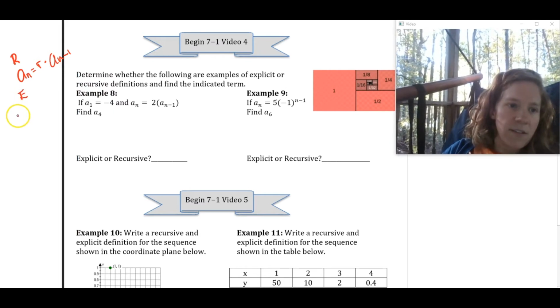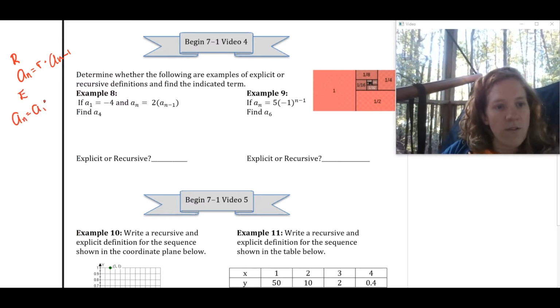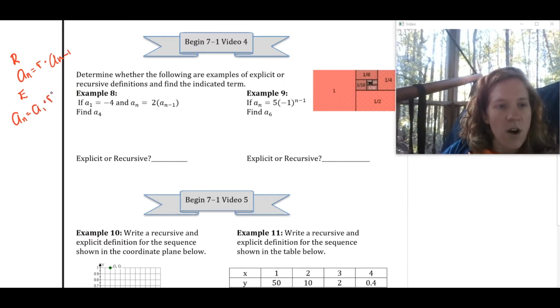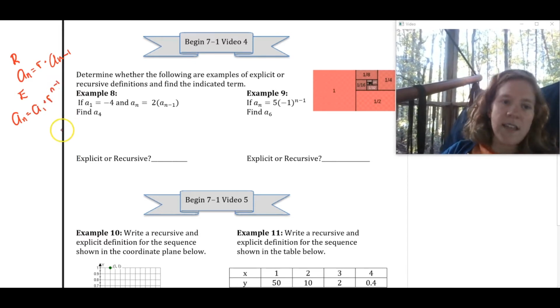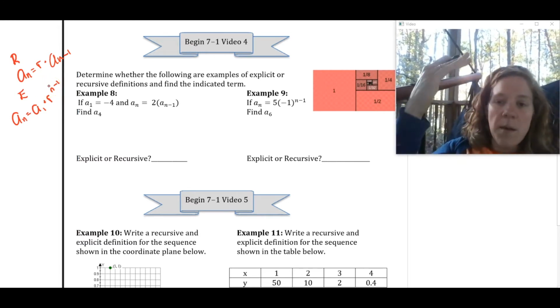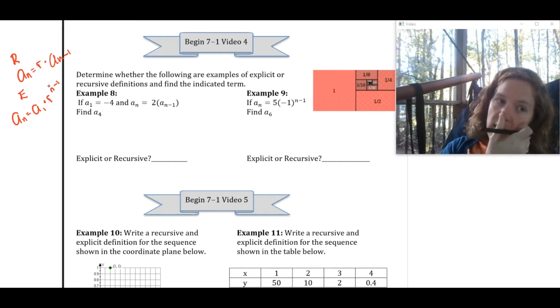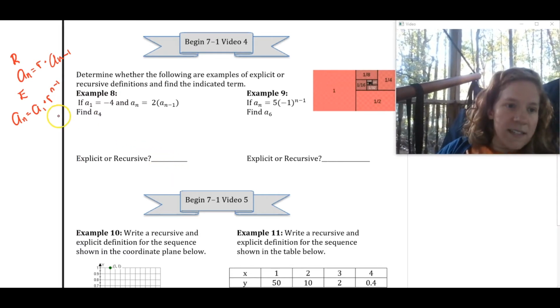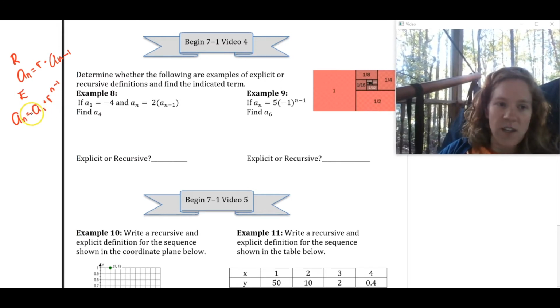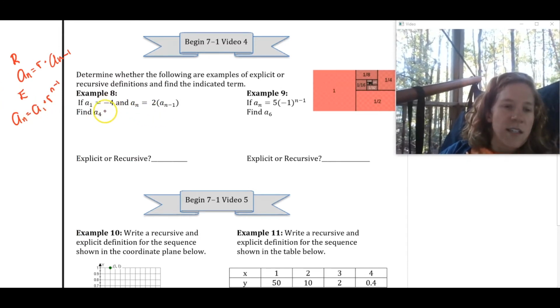The explicit definition is a sub n equals a sub 1, so your first term, times r, your common ratio, raised to the n minus 1. Now that n minus 1 is still there, but it's up in the exponent. It's something you're actually going to use. You're actually going to do something with it. Also, you've still got your common ratio, but then you've got that first term embedded in the formula. All right, so let's look at this first one.